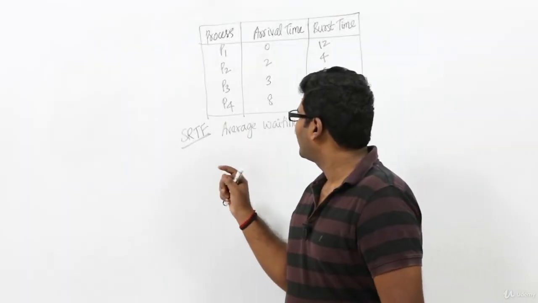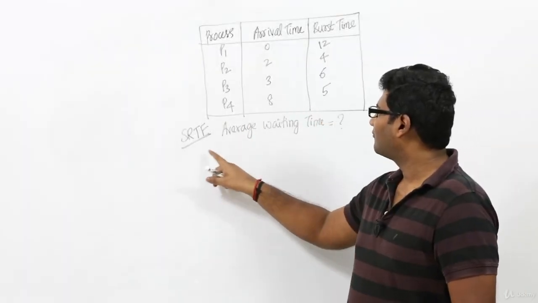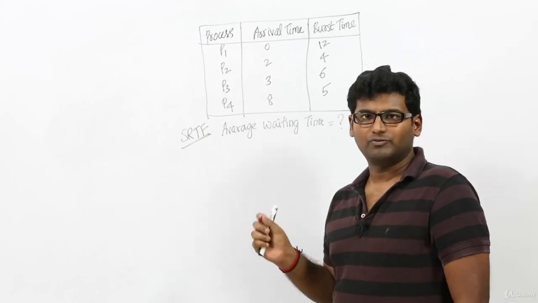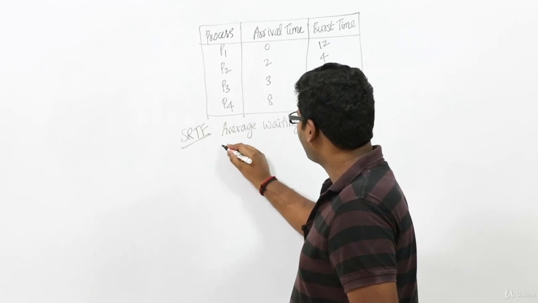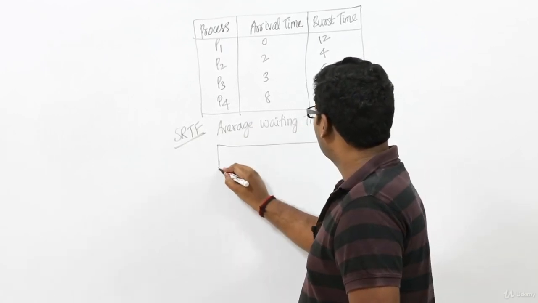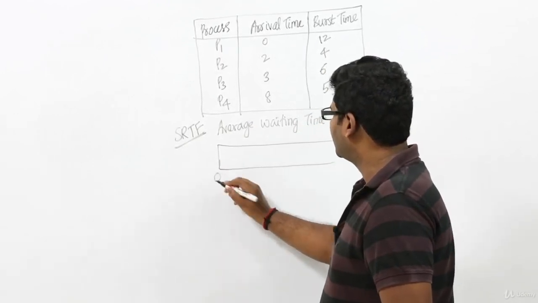They've given the problem and they've asked to use SRTF and find out the average waiting time. Okay, that is what is given in the problem. Now let's find out. Let's first draw the Gantt chart. The Gantt chart starts with time unit 0.